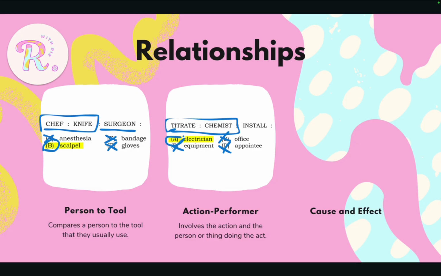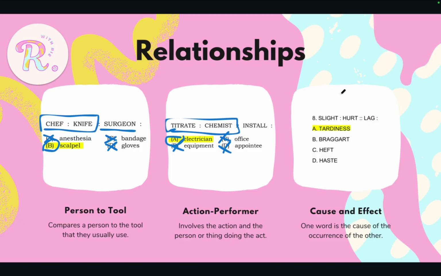Cause and effect, another common example that comes out in NMAT. So one word is the cause of the occurrence of the other. So this one is from Filipino. Okay, so this here says slight is to hurt, as lag is to blank. So as you can see, this is a very complicated set of words. So slight is to hurt, as lag is to blank. To slight would actually cause to hurt. So that would mean that we are finding an effect of the term lag.